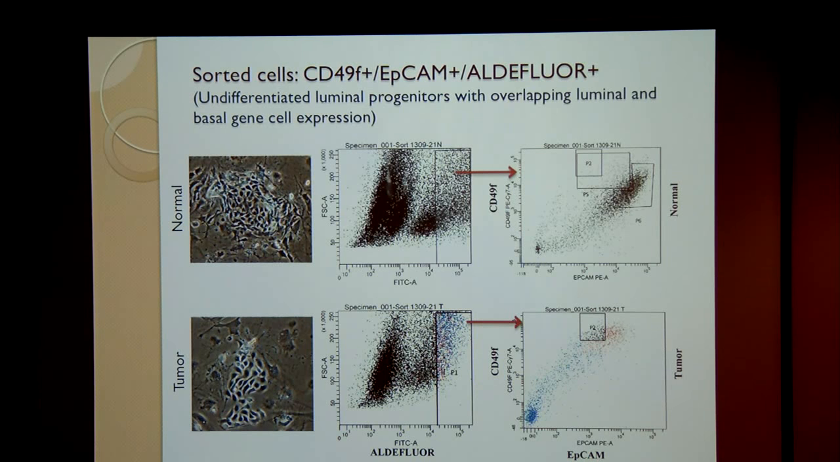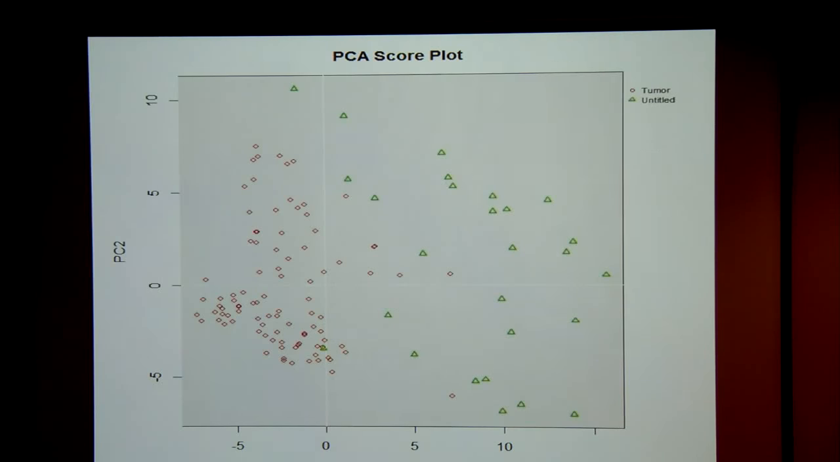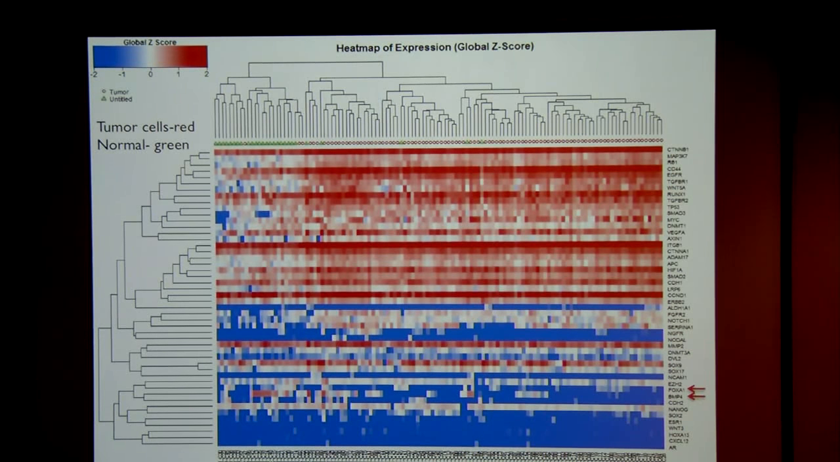What we did was, we took the normal cells and tumor adjacent normal of the same patient, gated for the Aldefluor positive cells, then we went for CD49f and EpCAM positive cells, and from this population we took about 50 cells from each and did a qRT-PCR for about 96 genes. This is the PCA plot, tumor and normal separate very nicely, and when you do the unsupervised hierarchical clustering, the tumors are separated nicely, the normal here.